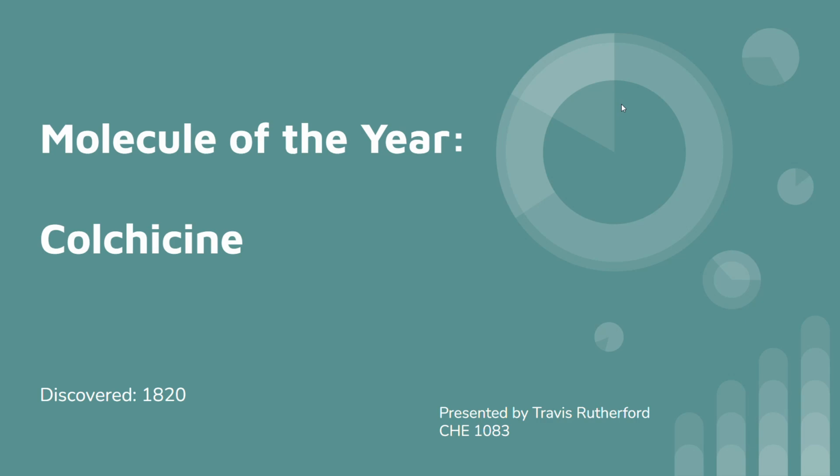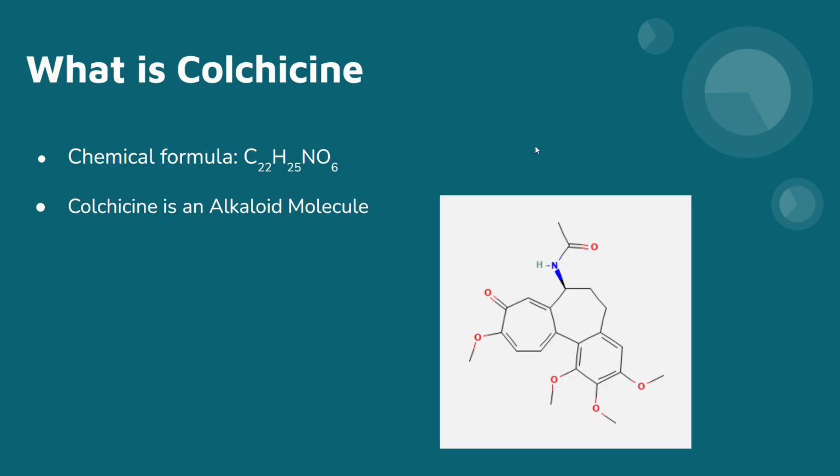Hi, this is Travis Rutherford, and I'm presenting my Molecule of the Year nomination for colchicine, discovered in 1820. What is colchicine? Colchicine's chemical formula is C22H25O6, and on the right you can see its molecular formula in a diagram. Colchicine is an alkaloid molecule belonging to the class of alkaloids, as it also comes from a plant, and it being the only source you could get colchicine from.